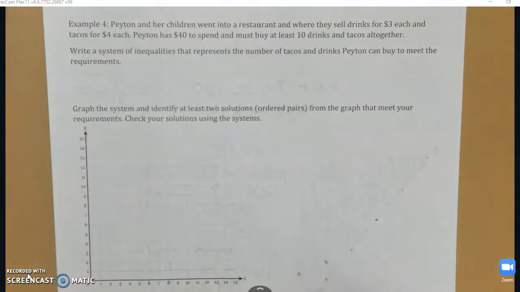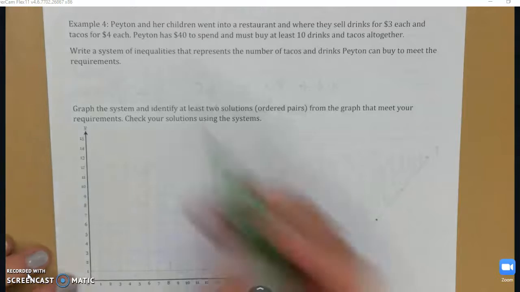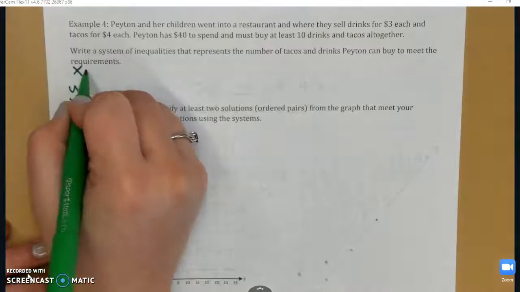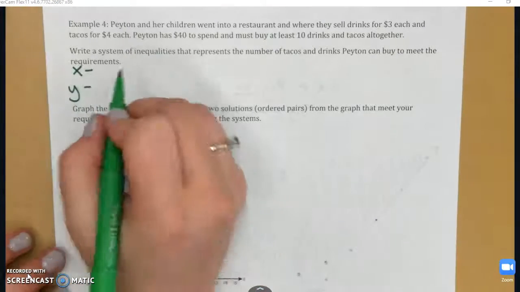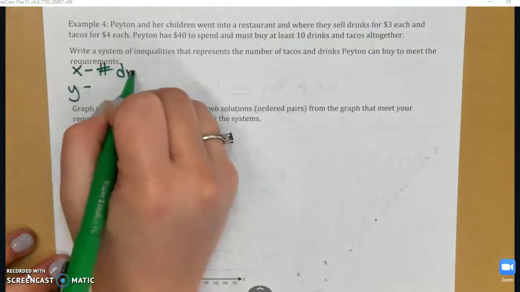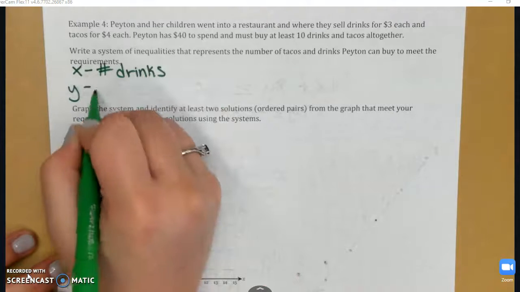Peyton and her children went into a restaurant where they sell drinks for $3 and tacos for $4. If Peyton has $40 to spend and must buy at least 10 drinks and tacos altogether, let's write our system of inequalities to represent this situation. Now, this one we were not given variables defined, so let's do that first. I'm going to let x be the number of drinks and y be the number of tacos.